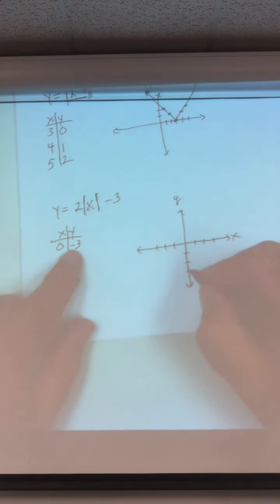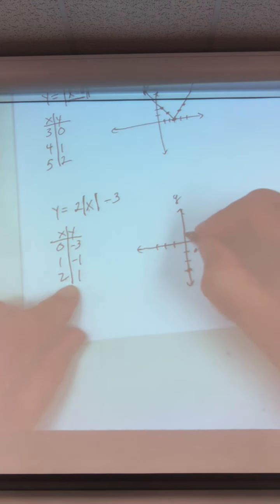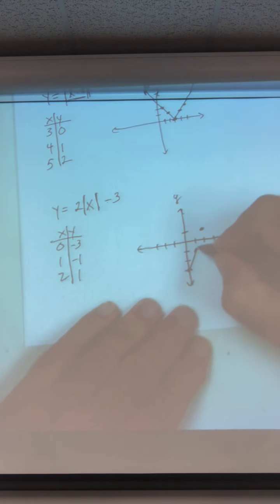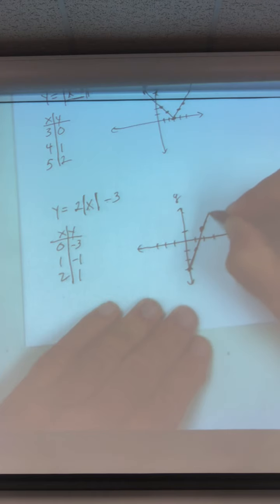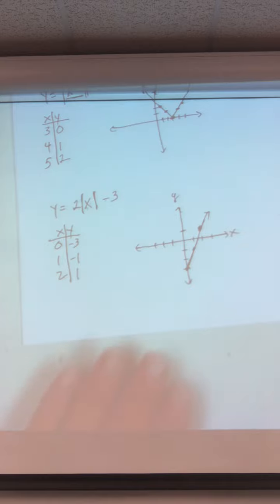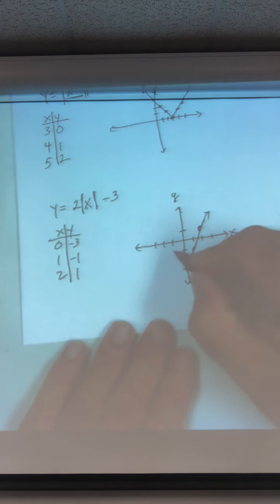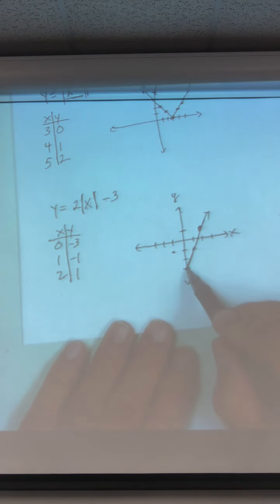0, negative 3 is right here. 1, negative 1 is right here. And 2, comma 1 is right here. The V shape goes, sorry about that, goes up through here. Now, come straight across from here, and there should be 1 right over here, directly on the other side.